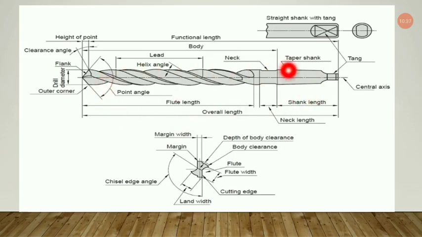This is a picture of a drilling machine, and this is a taper shank, this is the neck, this is the body. As you can see over here, this is a functional length over whole length, this is the height of the point, this is the clearance angle, and this angle is the most important angle. This is a point angle, this is known as the point angle of a drill. Okay, so in the next class we will be having a discussion on the different types of nomenclature of the drilling machines as well.